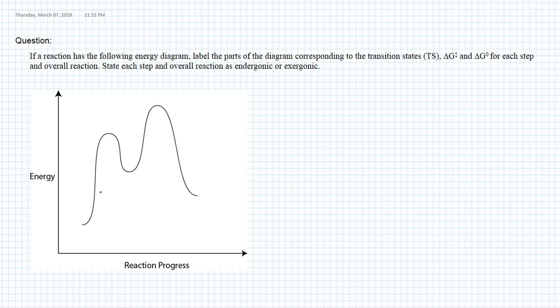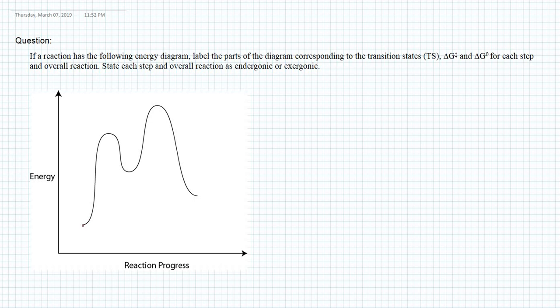So basically this energy diagram belongs to a two-step reaction. Why do we have a two-step reaction here? Because we have one step with a transition state and the second step with another transition state. So definitely we have two steps. And let's start writing the necessary parts for this question.